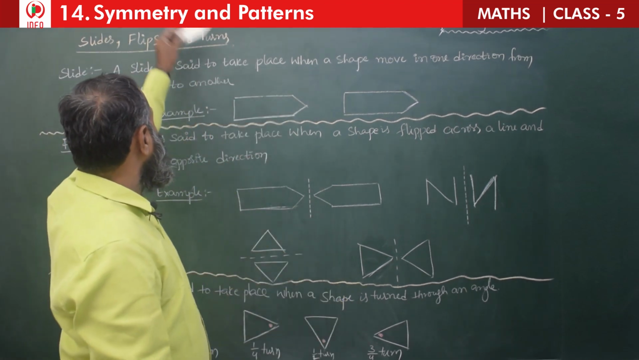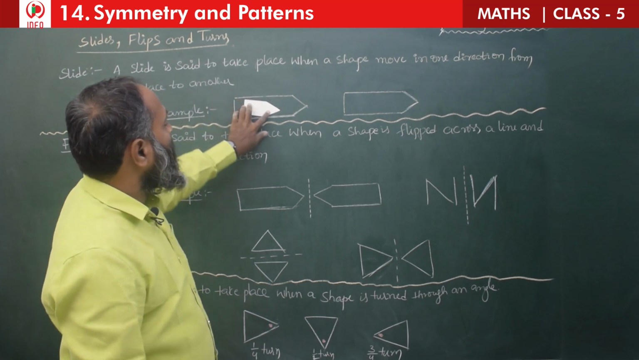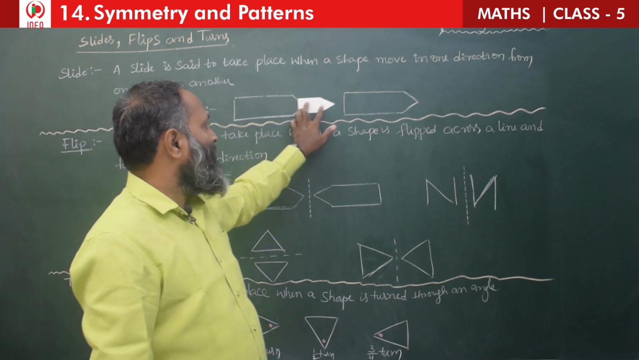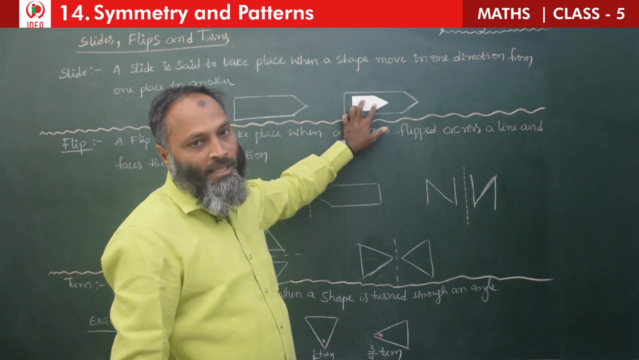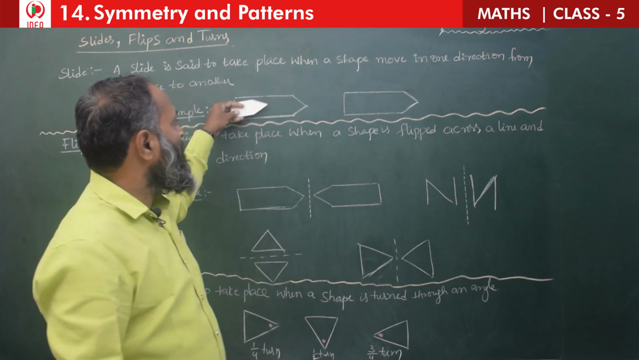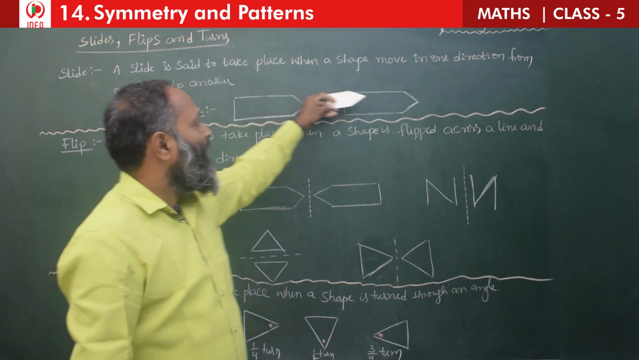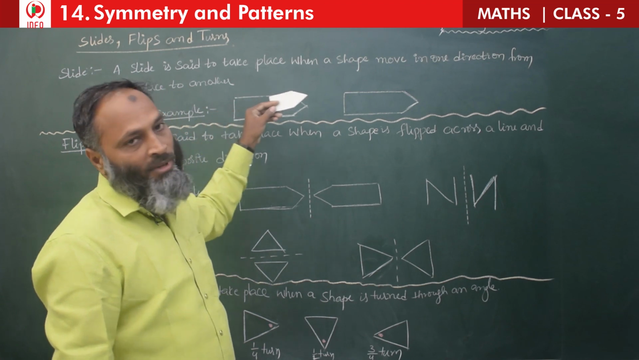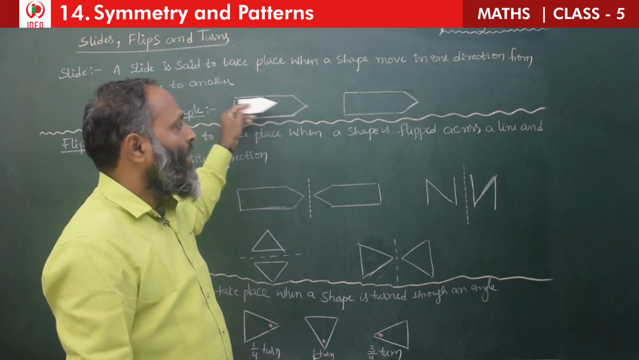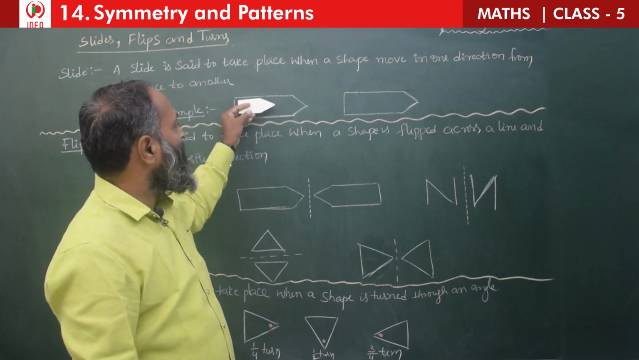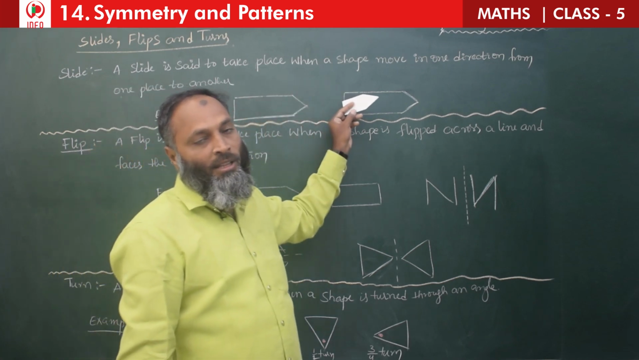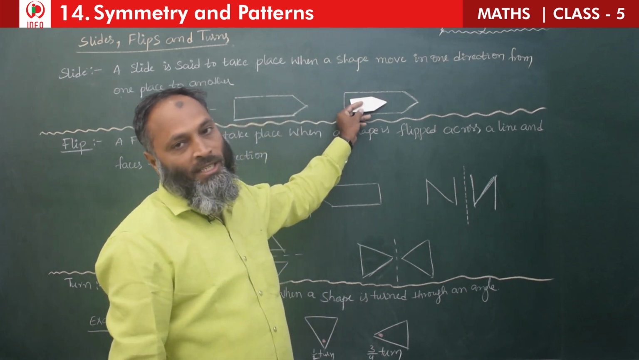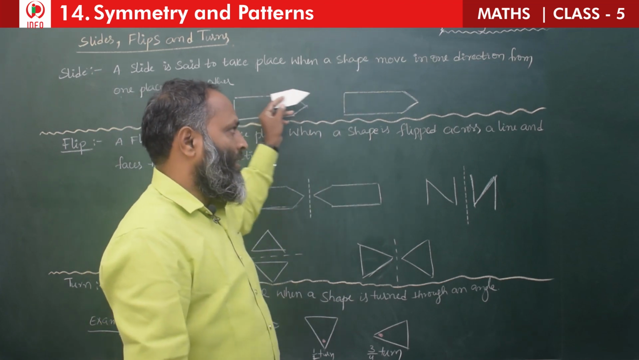Here, students, see here. This is the object, and here is its original position. After sliding, it moves from here to here. It slides from one place to another place. So what about the shape? The shape never changes. Only the position of the object will change from one place to another place. It slides, but the shape of the object remains the same.